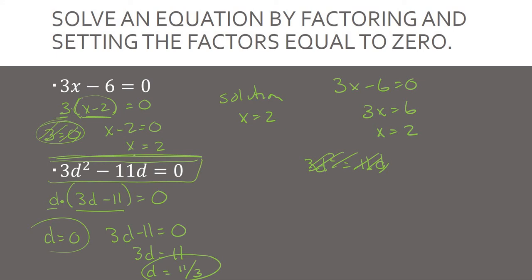So there are two solutions to this problem, and you're going to find that second degree equations often have two solutions. So that's how we solve a second degree. We factor first, we set both factors equal to 0, and solve both mini equations.